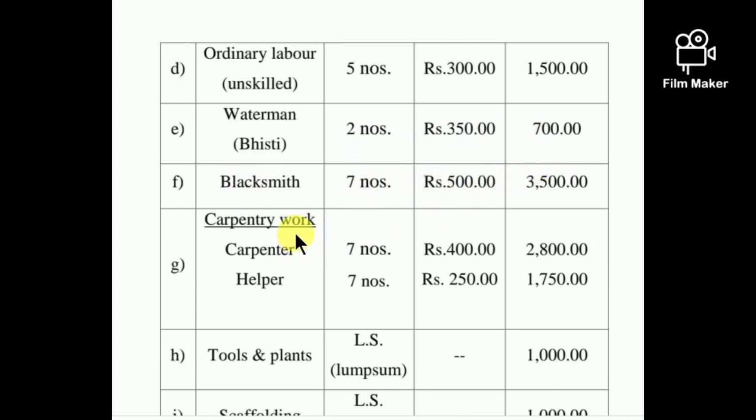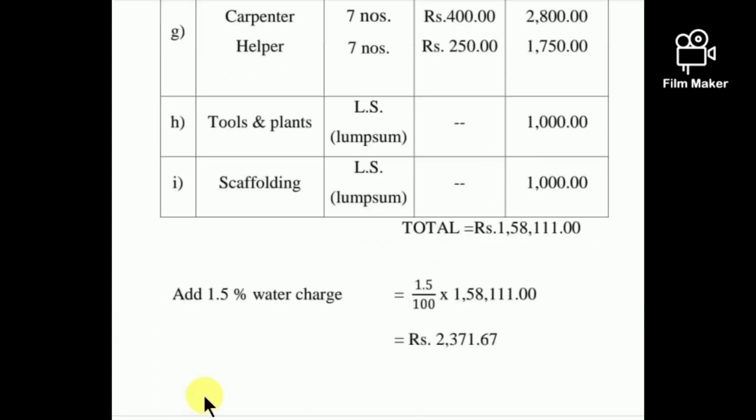Then for the carpentry work, we have the carpenter and the helper, both 7 numbers, and the rate for one carpenter is rupees 400, and for one helper the rate is rupees 250. So multiplying these two, we get this, and multiplying these two, we'll get this. Then for the tools and plants, we'll take it as lump sum as 1000. Then we have the scaffolding, that also we take as lump sum as 1000. Now adding all the amounts, we will get the total amount as 1,58,111 rupees.